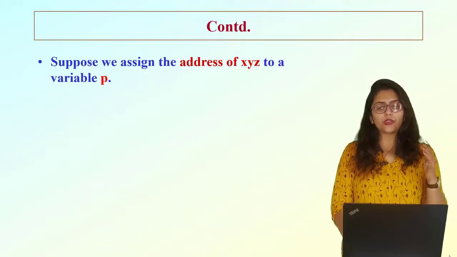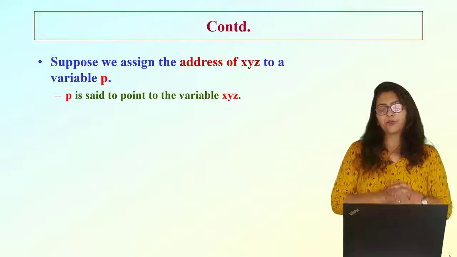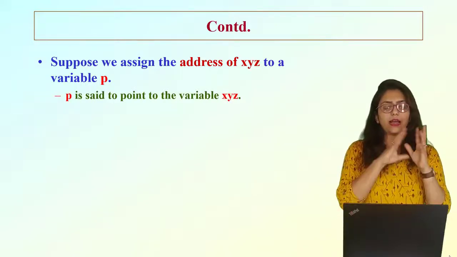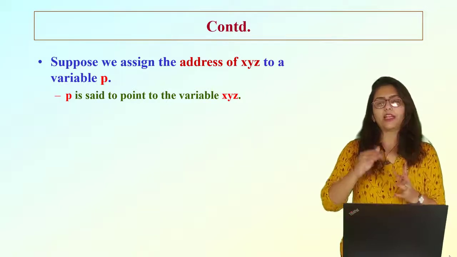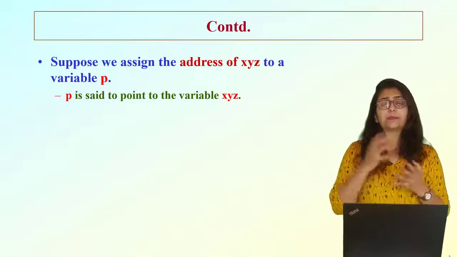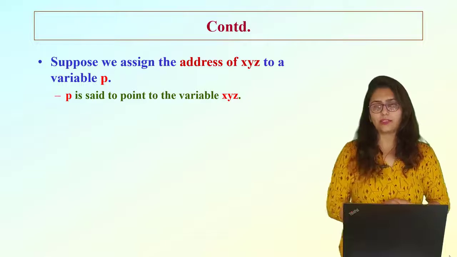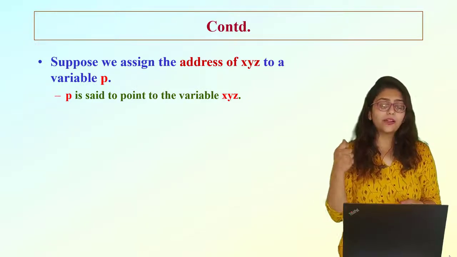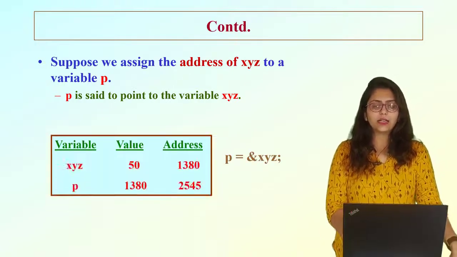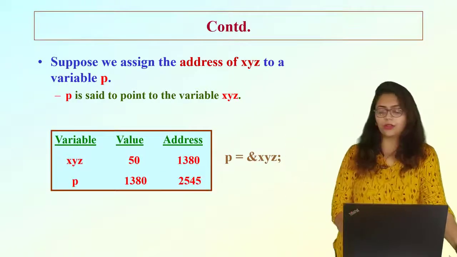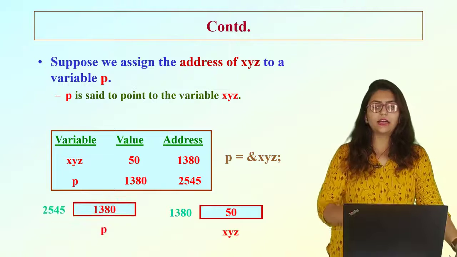Suppose we assign the address of xyz to variable p. The address of xyz is 1380. Now p is pointing to xyz. That means p has the address of xyz. What is the address of xyz? The address of xyz is 1380. So the value stored inside p is 1380. You can see the representation over here of how exactly that looks.